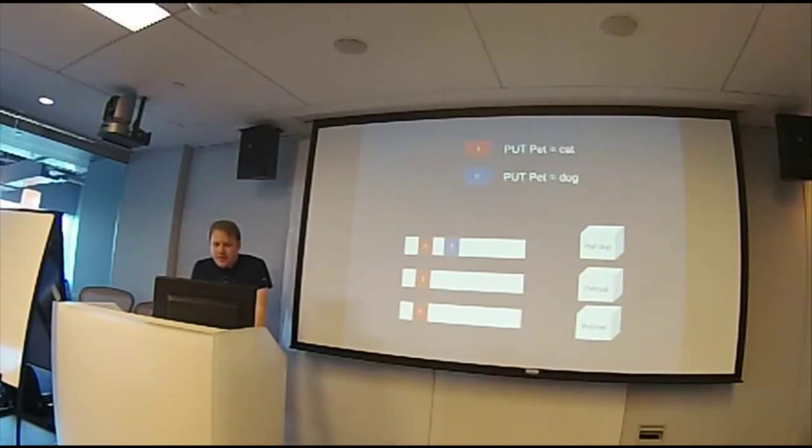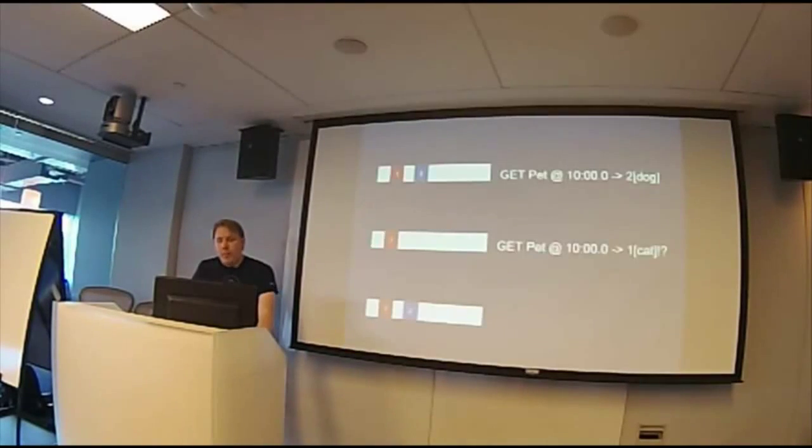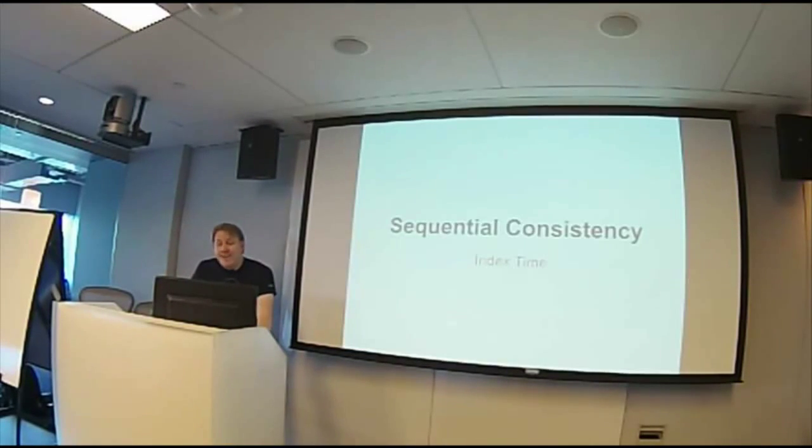Here's an example. We say put that the dog type is a cat, and then we change it to be dog. That's what we're doing, and over time that goes across the cluster. We often think about these things in real time, like I set this thing at time t, and then 5 seconds or 5 milliseconds later. But if we start asking about these things in terms of time, like if we get the value at 10 o'clock on one server and at 10 o'clock on another, we're going to get two different answers. So we start thinking about them in terms of index time, which is the log that we're talking about.